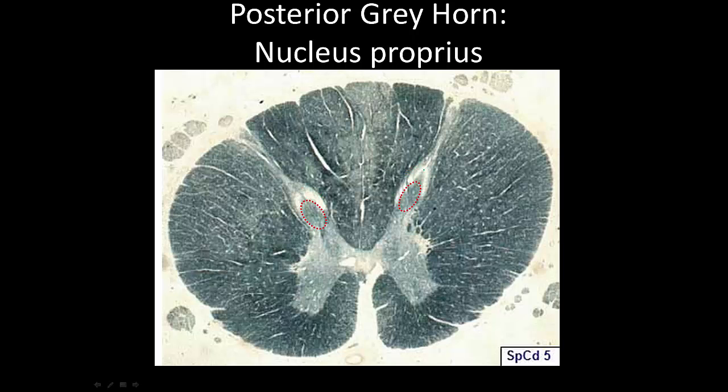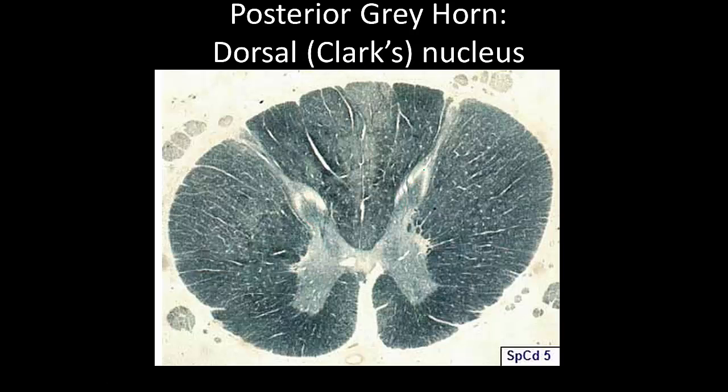The nucleus proprius is another nucleus that we're looking at, and it's lying just anterior to where the substantia gelatinosa is, and it's going to be throughout the entire length of the spinal cord as well. And it's receiving fibers that are concerned with proprioception and touch, and possibly some pain fibers as well. Now Clark's nucleus is also called the nucleus dorsalis, and it's going to be located at the base of the posterior horn. And it's not going to be present until we get to about the 8th cervical segment, and then it's just going to extend inferiorly down to the 3rd to 4th lumbar segment. This nucleus is receiving fibers that are concerned mainly with proprioception.